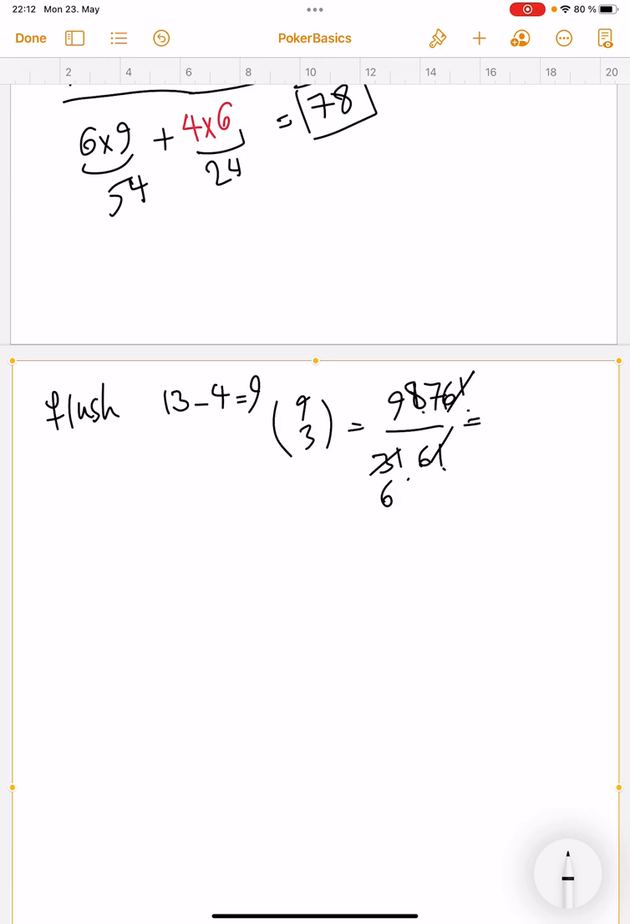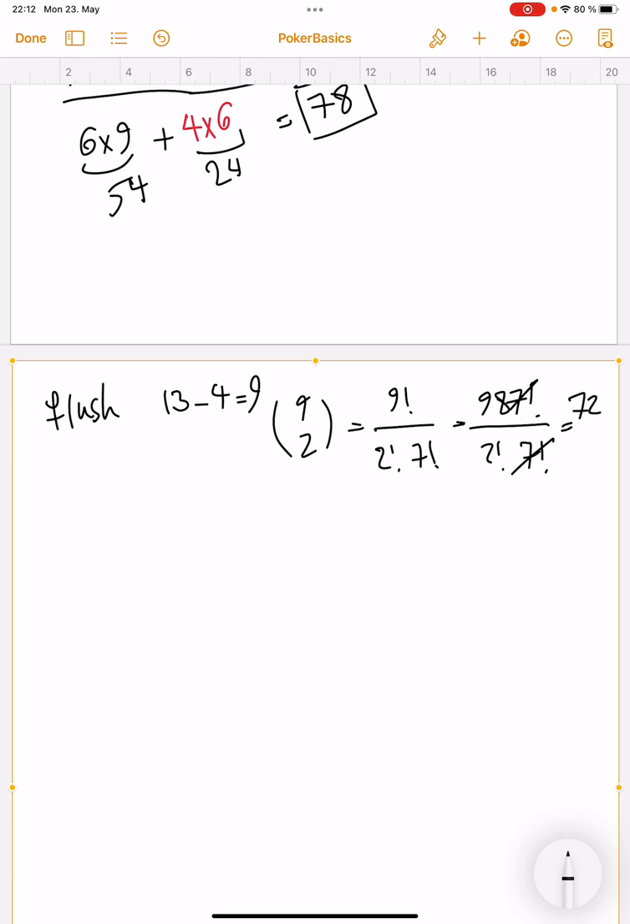Actually, I made a mistake. Not 3 out of them. It should be 2 because we need 2 cards. So 2 out of 9, the combinations that our opponent can have in his hand. So this would be 9 factorial over 2 factorial, 7 factorial. And this will be 9, 8, 7 over 2, 7. And these will be 72 divided by 2, which will be 36. So this is another 36 possibilities for a flush.